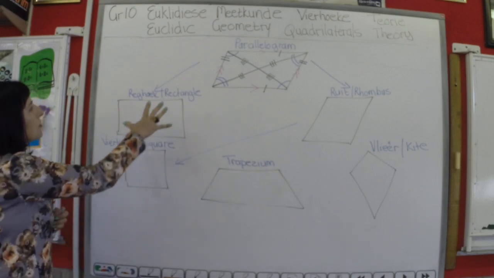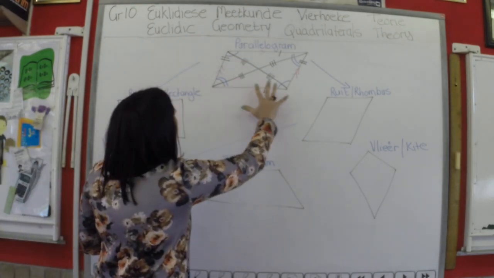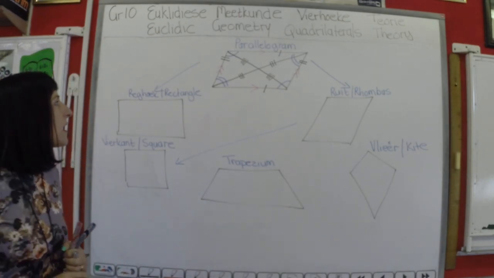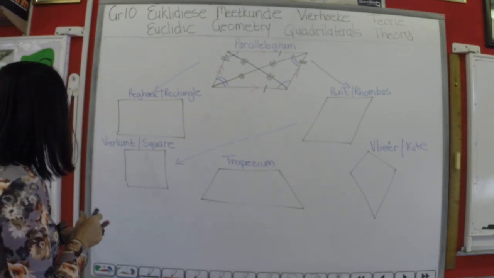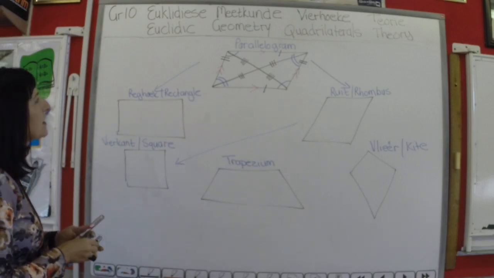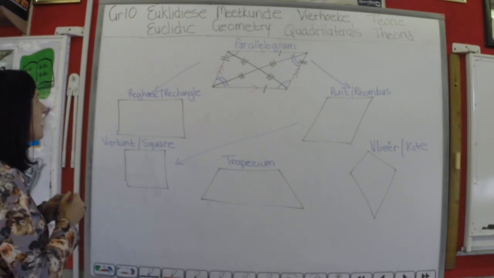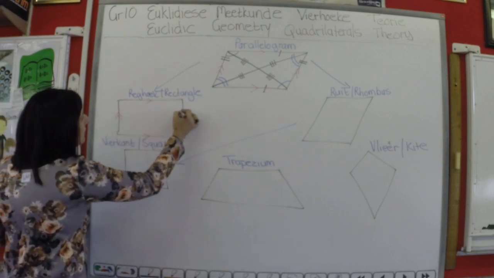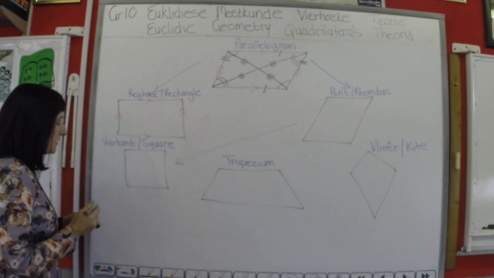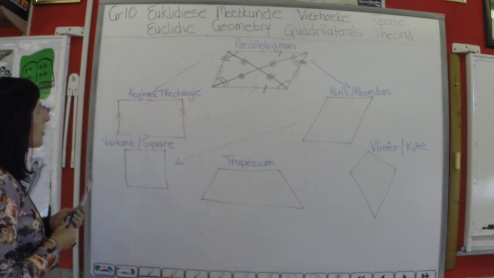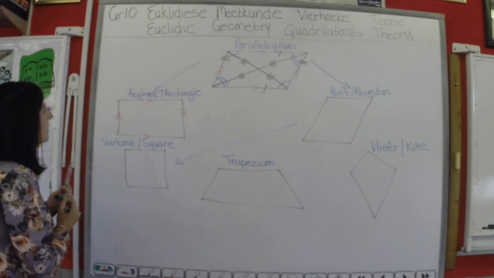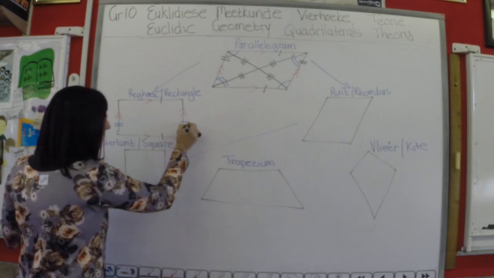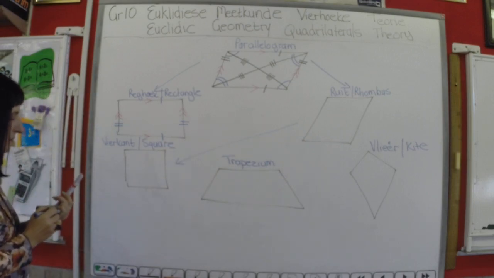Graad 10, die reghoek het al die eienskappe wat die parallelogram ook het. Al die eienskappe. Maar hy het nog meer. So kom ons gaan sit die eienskappe eerste in wat hy dieselfde het as die parallelogram. Sy oorstaande sye is ook ewewydig. Opposite sides are parallel. Sy oorstaande sye is ook gelyk, net soos die parallelogram. Identically to the parallelogram. Kom ons gaan na die hoeke toe.